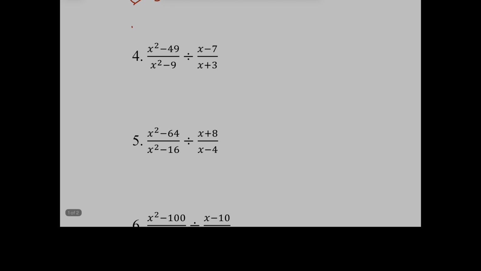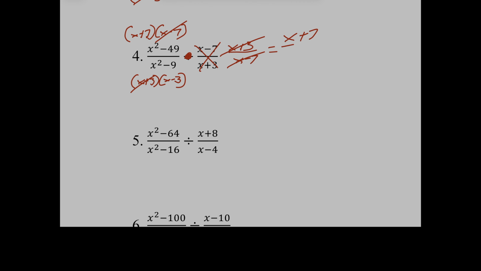Okay, number 4, difference of 2 squares. That's going to be x plus 7, x minus 7. And the bottom one's going to be an x plus 3, x minus 3. Multiply and flip. Okay, so now here we go. X minus 7, x minus 7, x plus 3, x plus 3. What's left over? X plus 7 over x minus 3. And that's it.